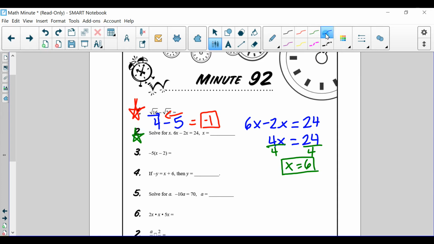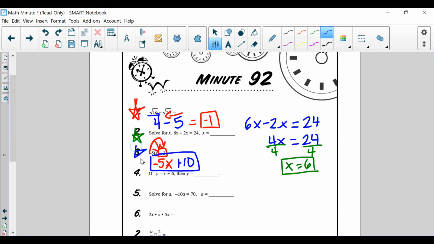Next, let's go over number 3. Notice that number 3, you can distribute that negative. Make sure you draw the arrow first. Then you go -5 times x, that is -5x. Noticing that this is a -2, we're going to distribute. -5 times -2 is going to be +10.